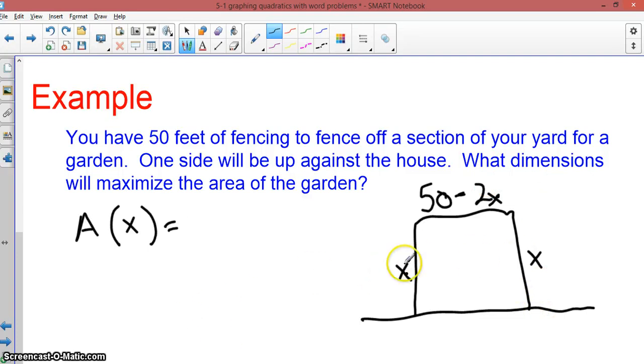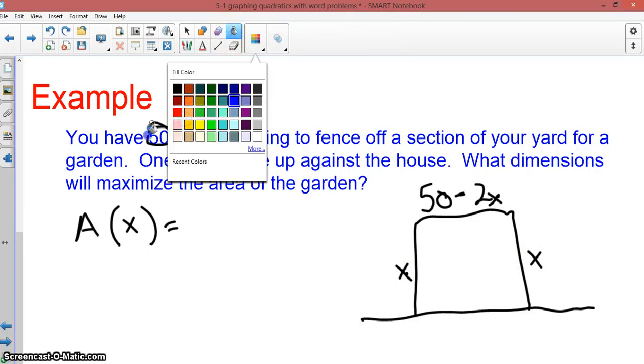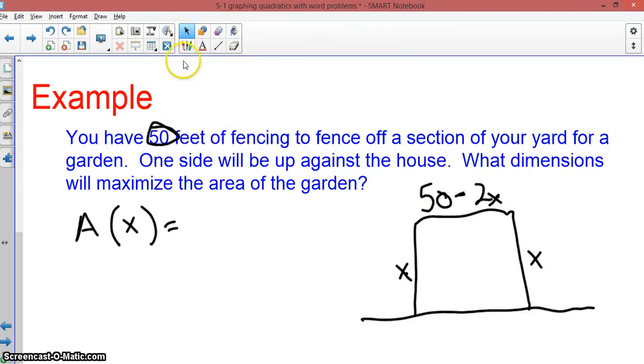Here we have two x's. To figure out what's left, the total here is 50. So we do the total minus the stuff we already have. So it's 50 minus x minus another x, or it's 50 minus 2x, okay?